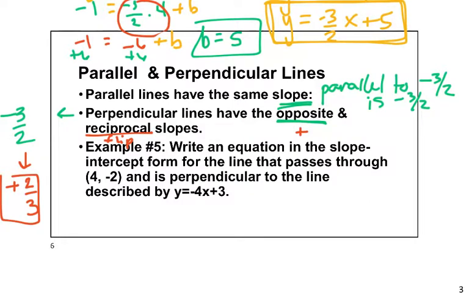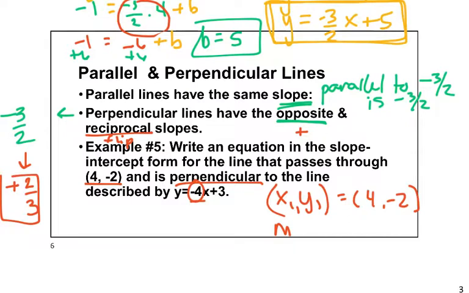So taking a look at our example, we're going to write an equation in slope-intercept form for the line that passes through this point here and is perpendicular to the line that is described here. So that means that your point of x1, y1 is 4, -2, and your slope used to be -4. So think of -4 over 1. But if we want the perpendicular slope to that, we're going to need to do positive and then the flip, 1/4. So your slope is 1/4.